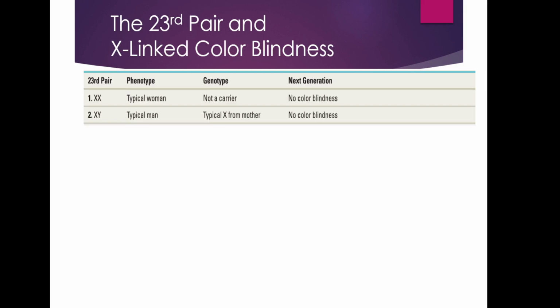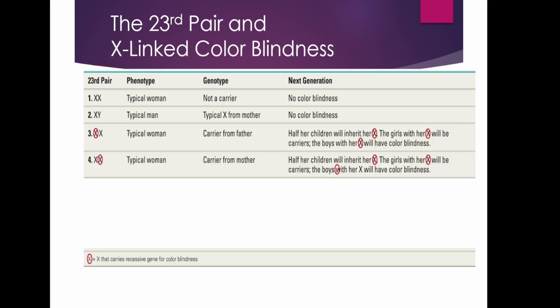So in a typical woman, the 23rd pair carries two X's. Neither of them have the code for color blindness. So this woman is not a carrier. She doesn't have color blindness. So her genotype and her phenotype match. She inherited X chromosomes that don't carry the color blindness gene, and so she is not colorblind. Same thing on the typical man row. Inherited a typical X from the mom, and so the male is not colorblind.